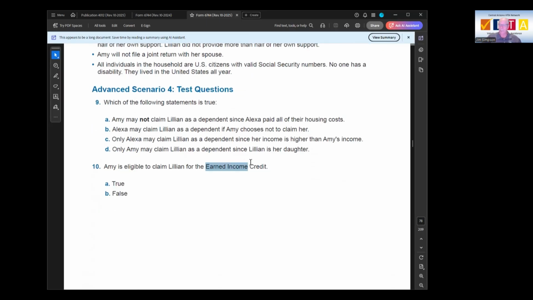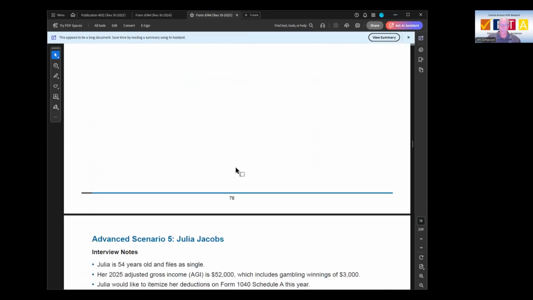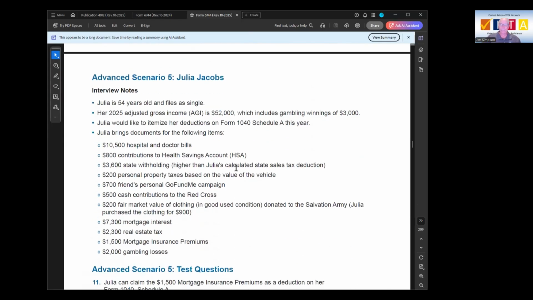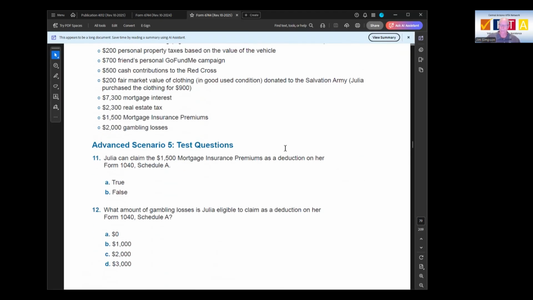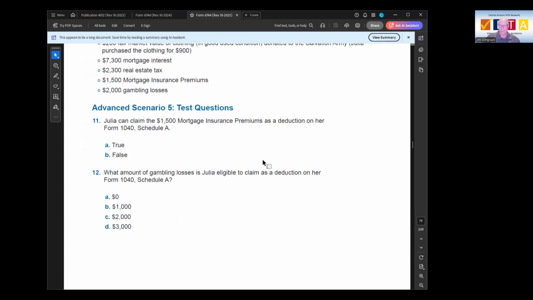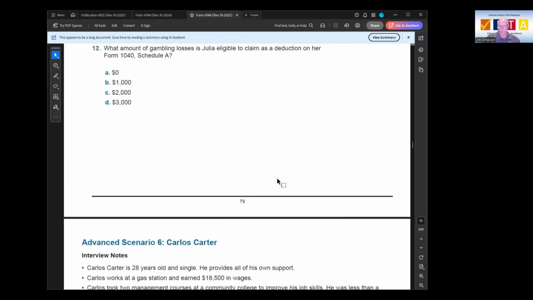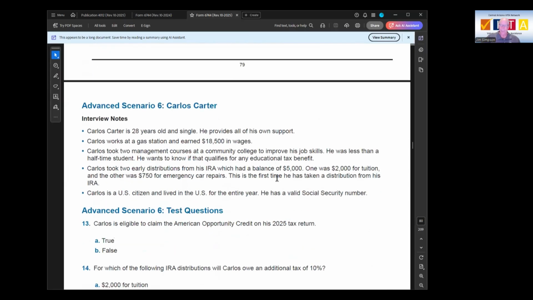And then again, it's asking about the earned income credit, which we haven't covered yet. So just put that on hold for a while. So here we have scenario 5, Julia Jacobs. Let's go look at the test questions. It's asking, can they deduct mortgage insurance premiums? We haven't covered deductions yet, so just wait on that. And again, this is about deductions. We haven't covered deductions, so just wait on that.